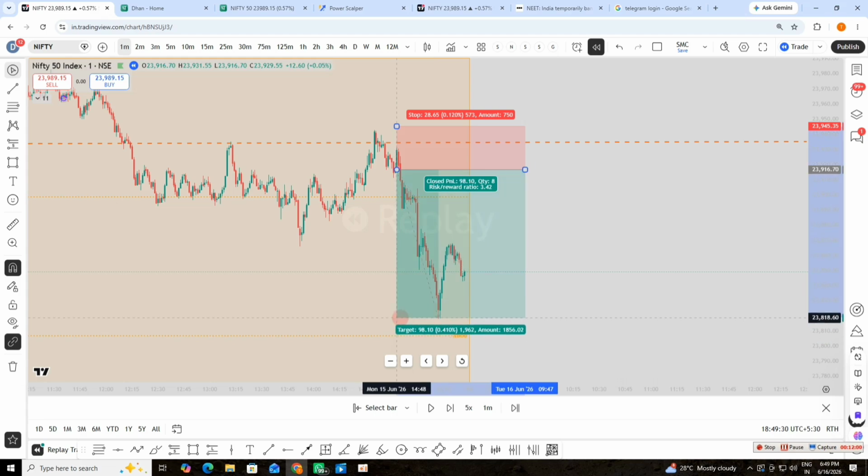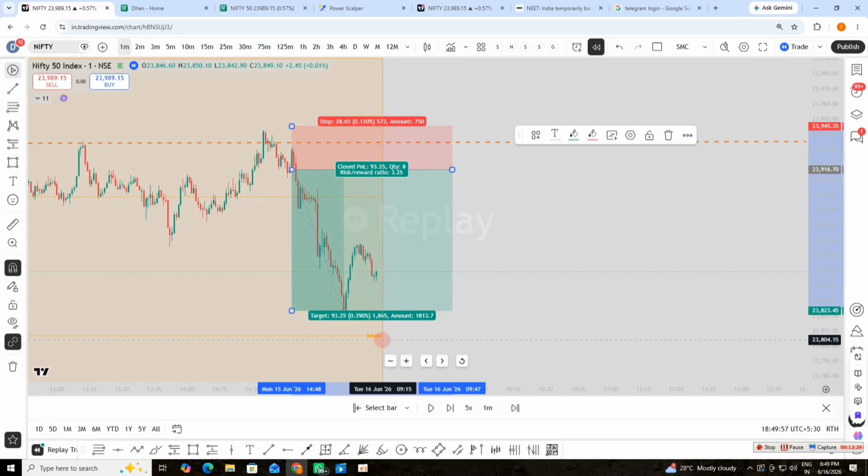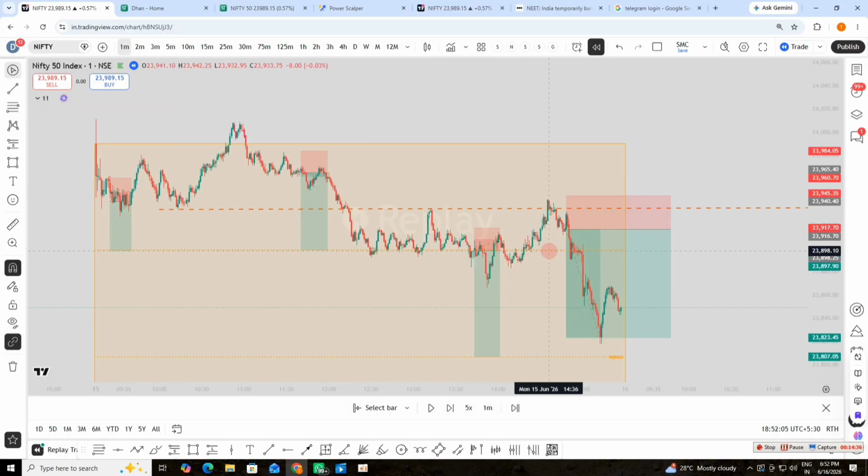We easily got around a 1:3 risk reward trade. The price might have reached the target, but the trading hours ended at 3:30 p.m. This is one good trade. These are the 4 trades I can see on Monday, with 2 trades being successful and 2 trades hitting the stop loss.